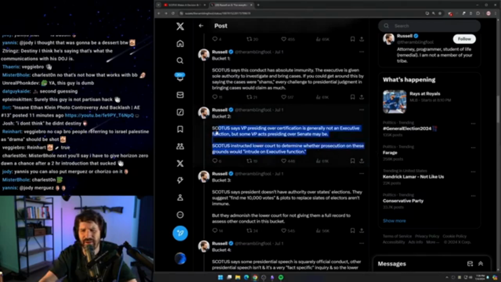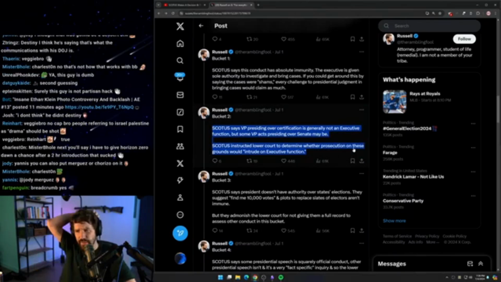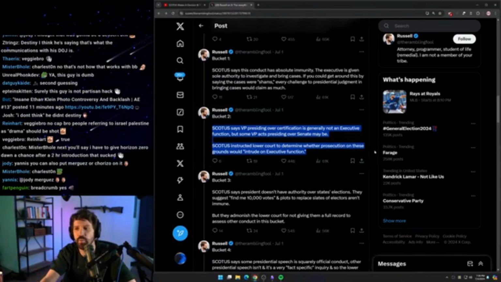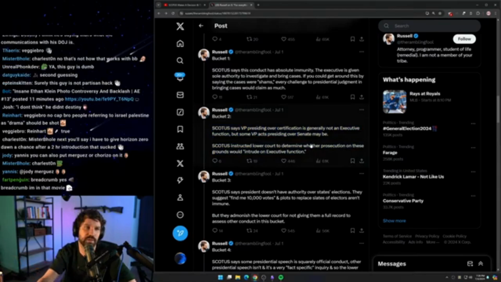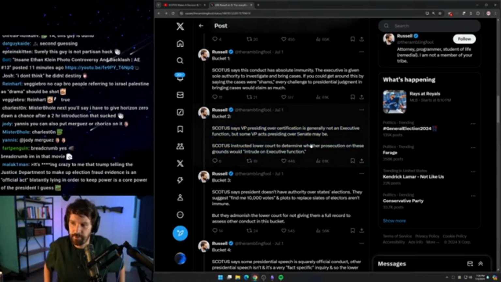He's kind of right here, but what SCOTUS actually said is these probably are an executive function, so there's presumptive immunity, and you need to prove why the presumptive immunity wouldn't apply, so then you need to make sure they don't intrude on executive function.